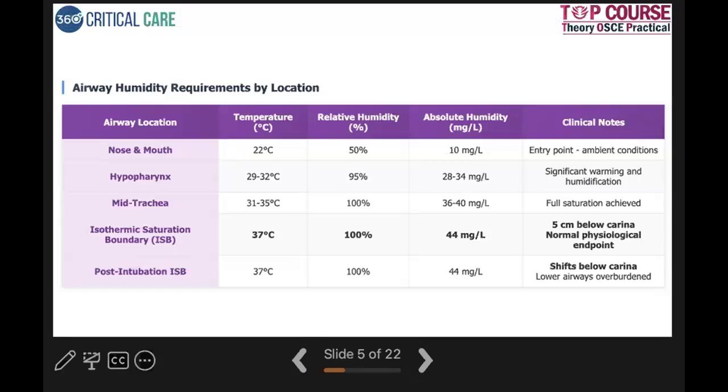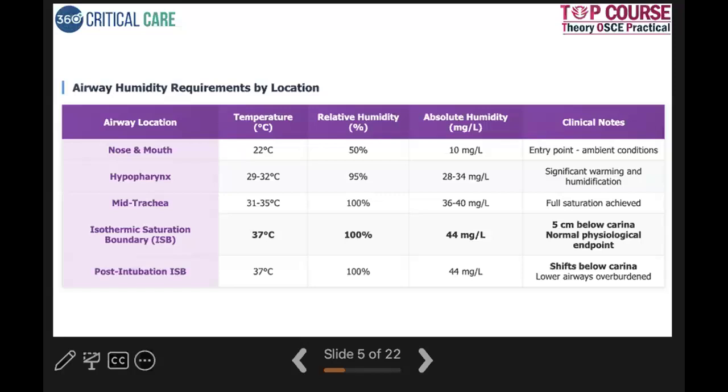When it reaches the hypopharynx, the relative humidity increases. It is around 95%, and even the absolute humidity increases, meaning it needs more water to humidify the airway. That particular portion is highly humidified, 28 to 34. Coming on to the mid trachea, the relative humidity reaches 100% and the absolute humidity reaches 36 to 40, where full saturation is achieved.